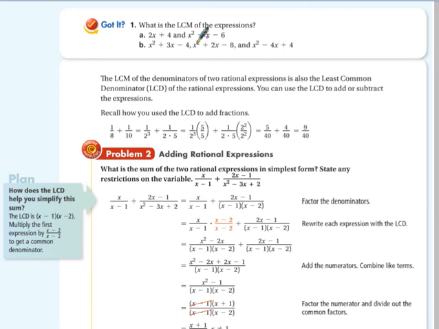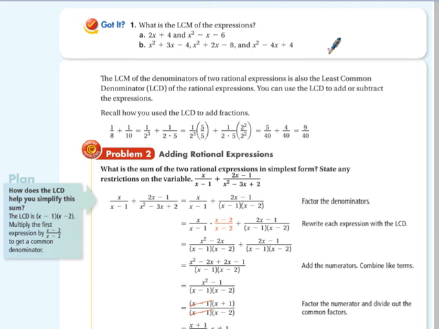Here's a little bit of a cleaner one. What's the least common multiple of these? 2x plus 4, and then x squared minus x minus 6, and then down here, what's the least common multiple for these 3? You're going to have to factor each one of these to figure this out. Go ahead and pause the video, try and factor these and find the least common multiple. Go ahead and do that now.